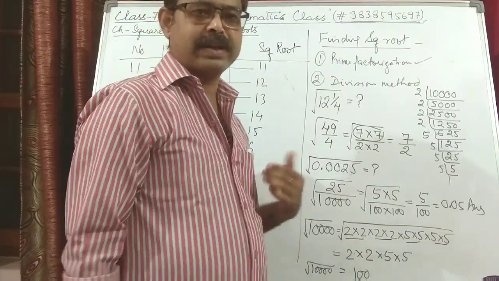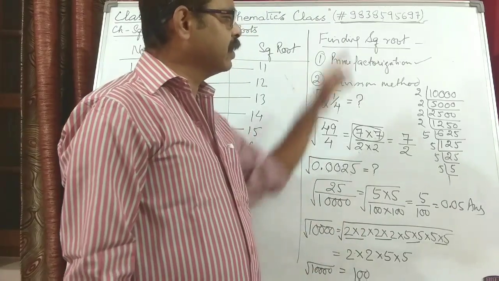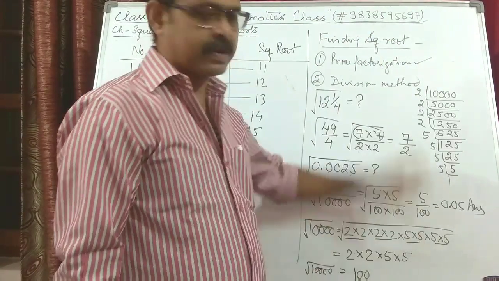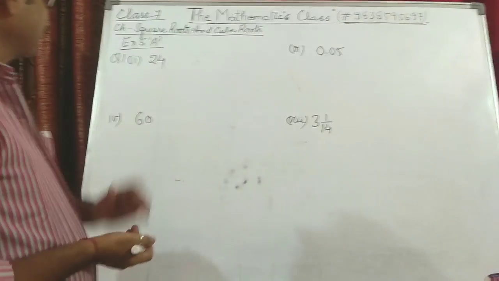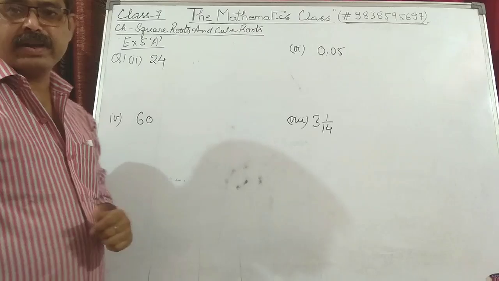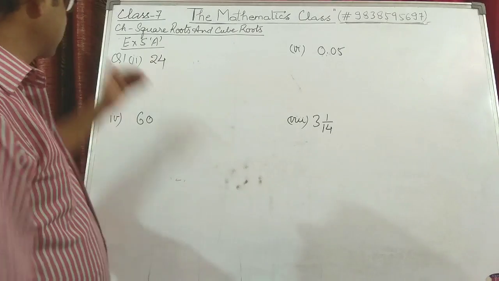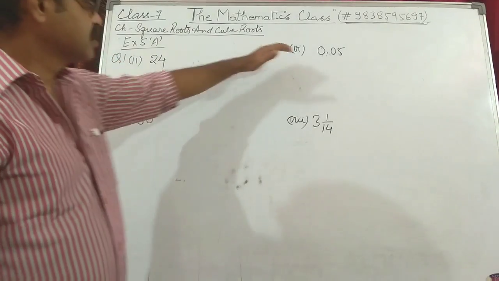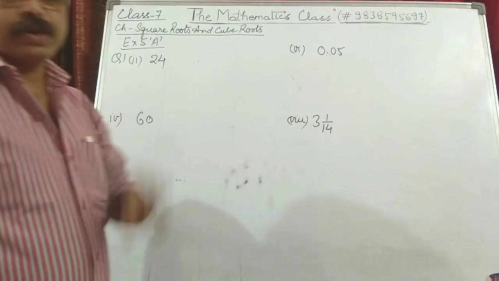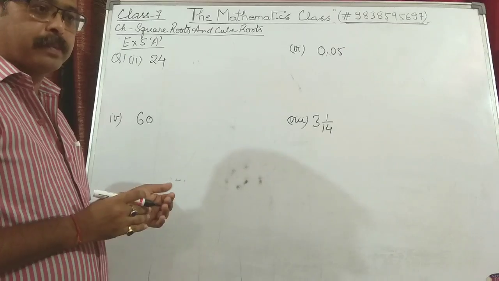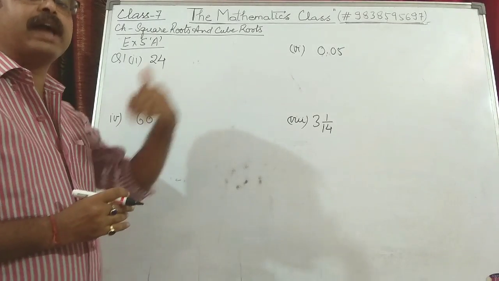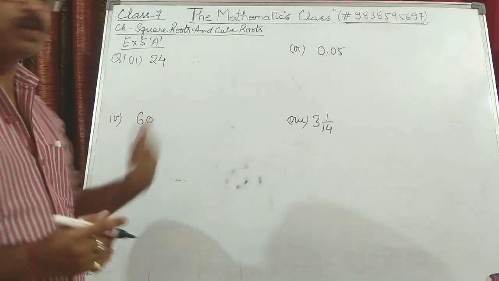Now we will move on to the exercise and we'll discuss it in descriptive manner along with the questions. Now exercise 5A, question number 1. There are 8 parts. I have taken 4 parts: second, fourth, sixth and 8th. In this you have to find the square of the number. You know what is the square of a number? When a number is multiplied by itself, whatever is the product is known as square.